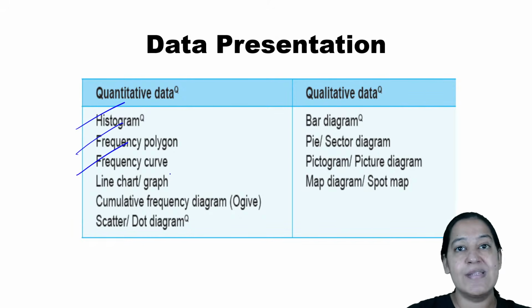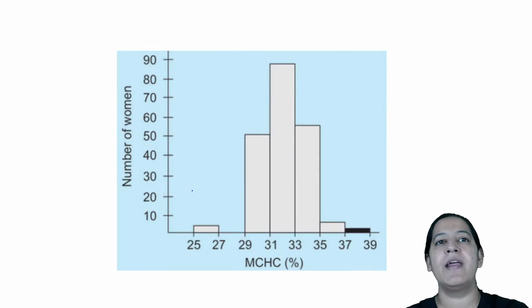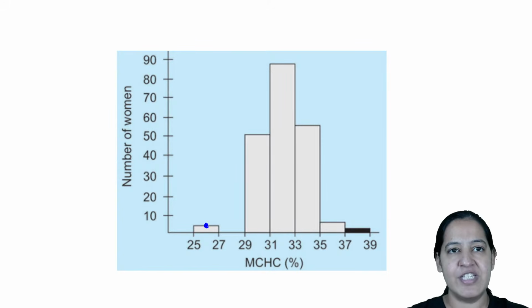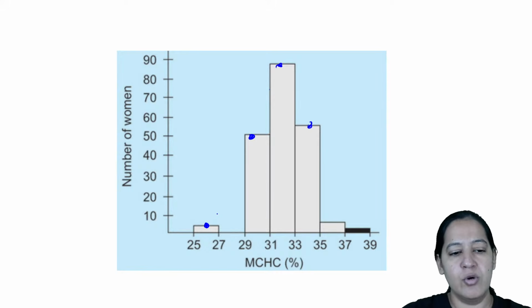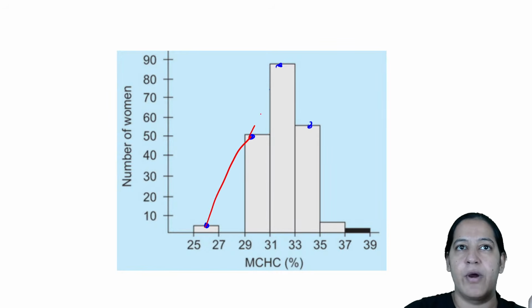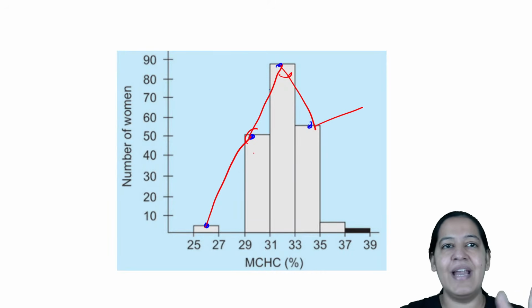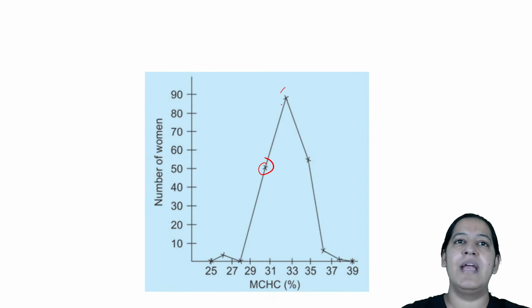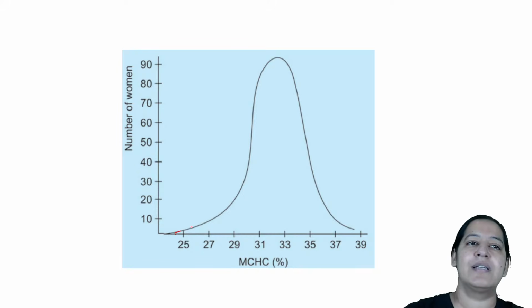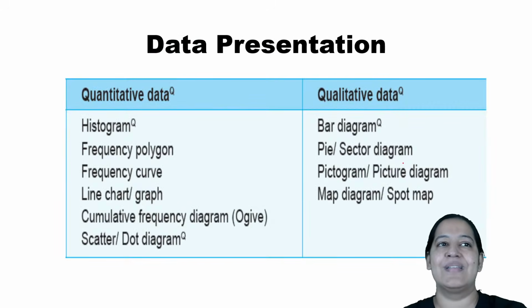Coming to the next thing, the frequency curve. What is a frequency curve? In a frequency polygon, you may have seen there are angulations. If I take the midpoints here, here, here, and here, and join those midpoints, I can see angulations. If I eliminate these angulations and make it smooth like this, then instead of a frequency polygon, it will become a frequency curve.